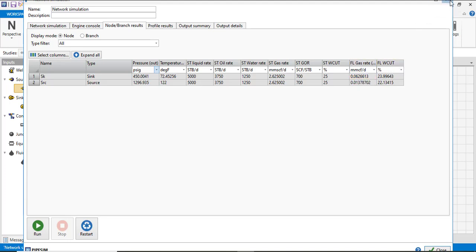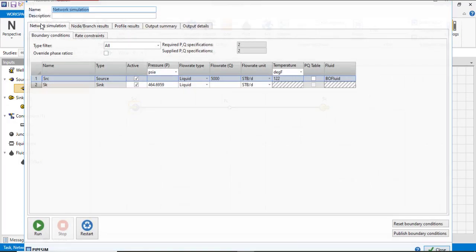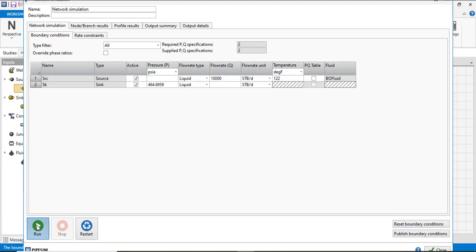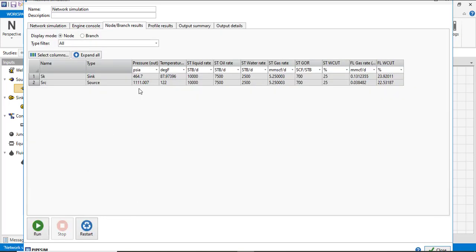I will show you one more time with the 10,000 flow rate. Here you see the difference in the gas is not that much. That is the reason we are getting the high pressure drop even as we reduce the flow. The standard flow will remain the same.